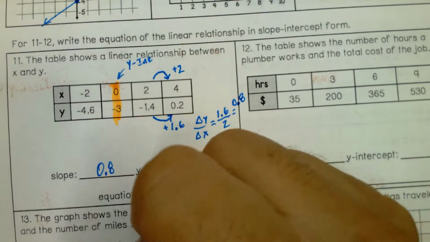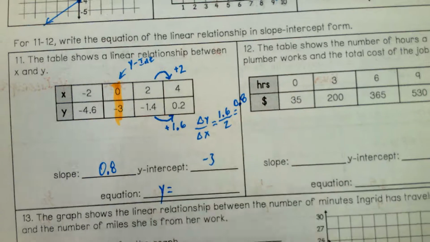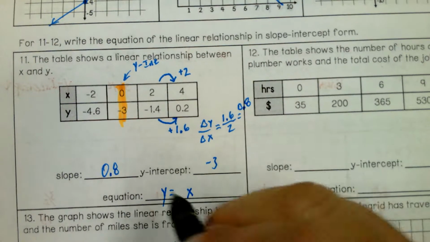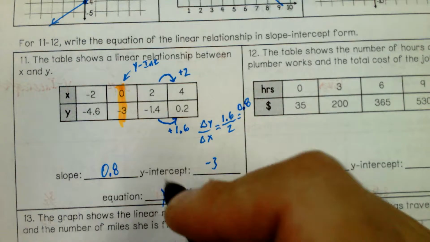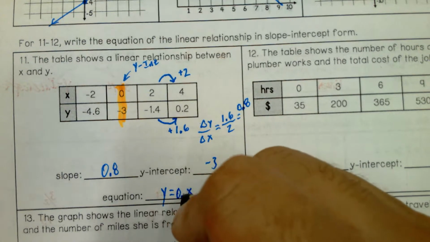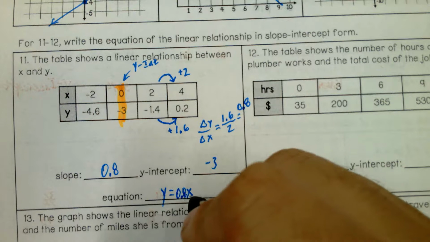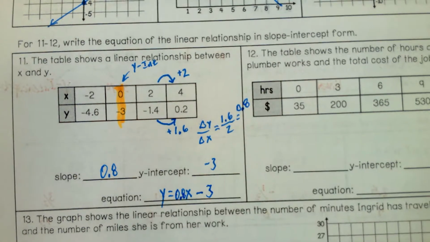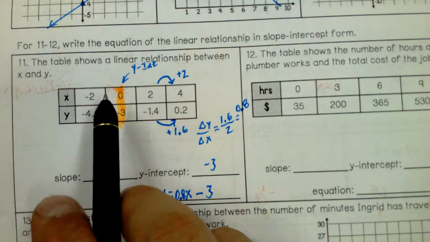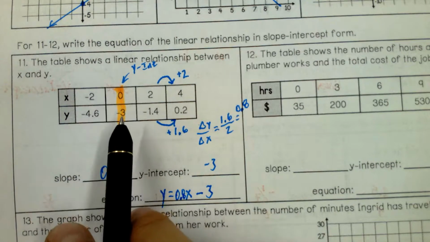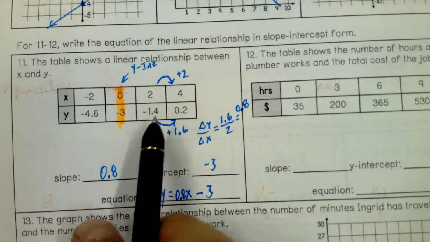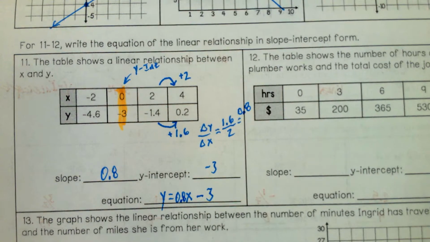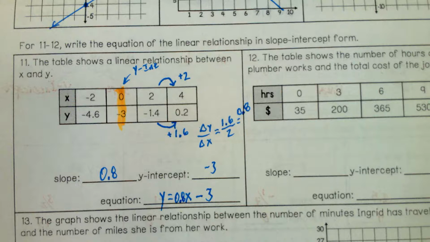So now let's write the equation. y equals mx plus b is y equals, what am I multiplying x with? 0.8. y equals 0.8x minus 3. So you've got to find the y-intercept. If they give it to you as 0, you've already found it. And then the rate of change. So try that on number 12.